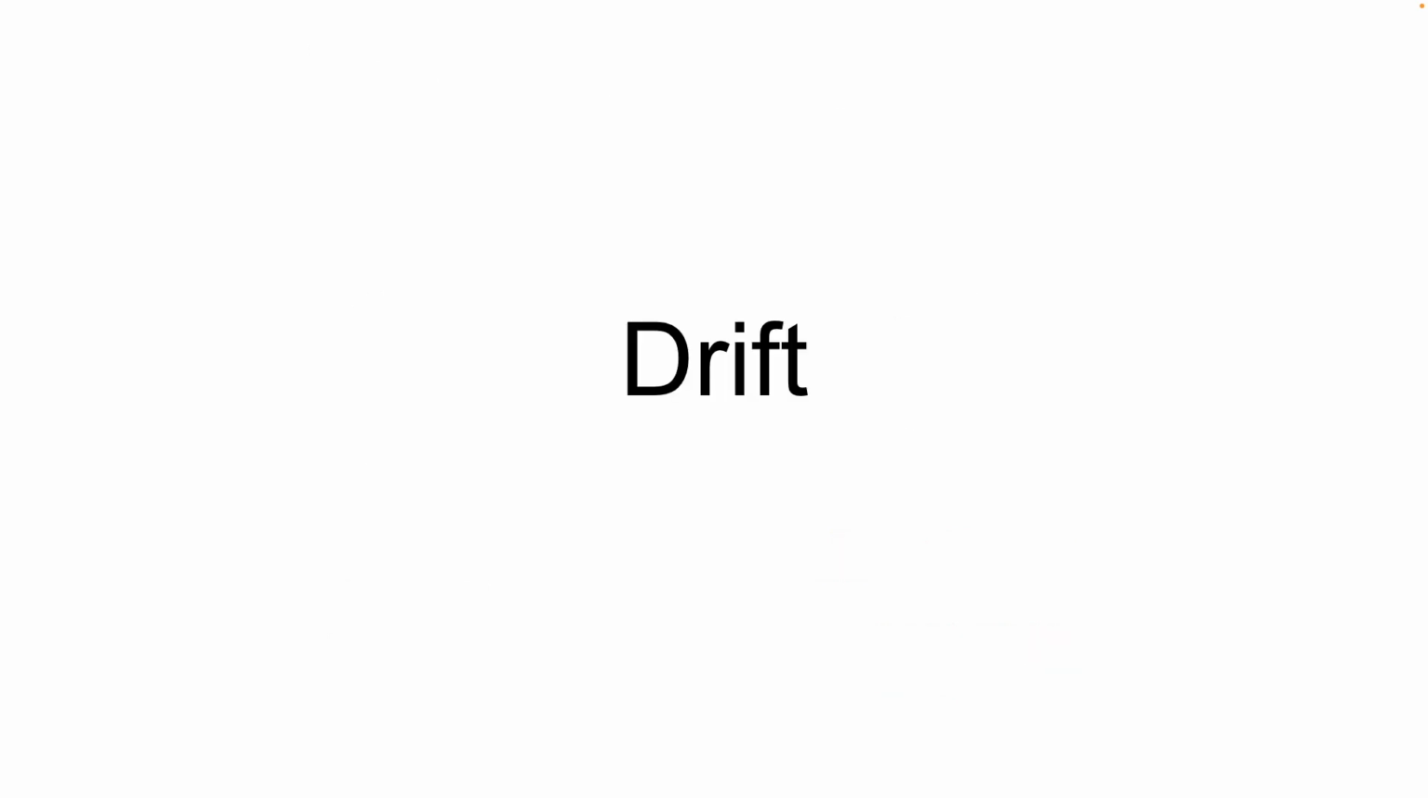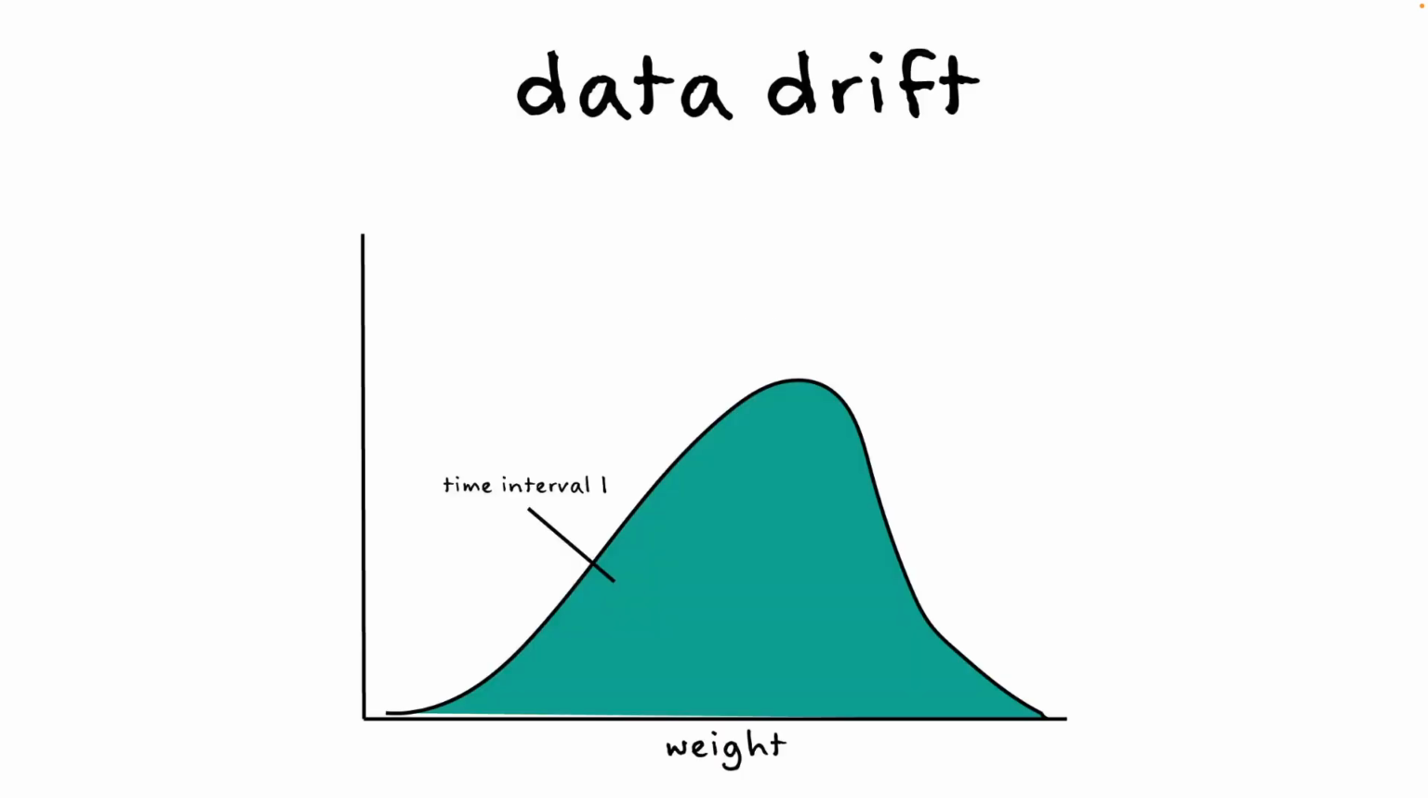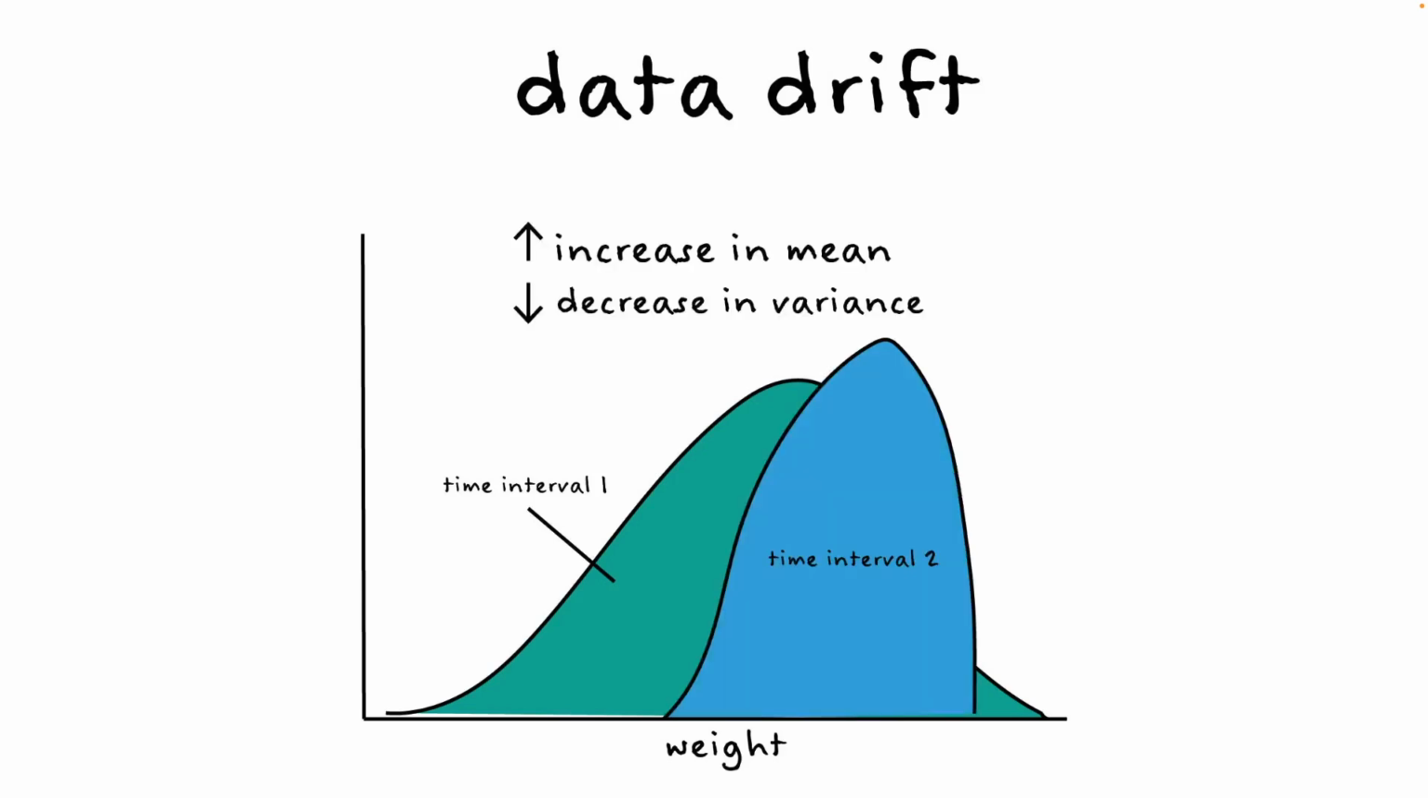And one of the primary causes of model decay is drift. The first type of drift we're going to look at is data drift. Data drift refers to a change in the distribution of an input value or input values. So for example, we have a distribution of weights in a population in time interval 1. But then in time interval 2, the mean value for weights increases and the variance reduces. This is defined as data drift.